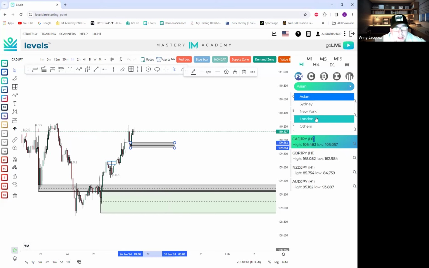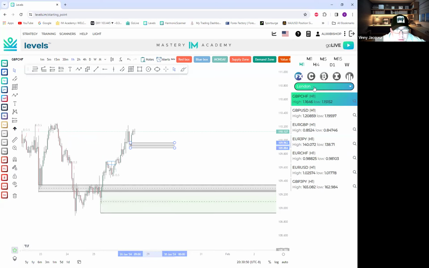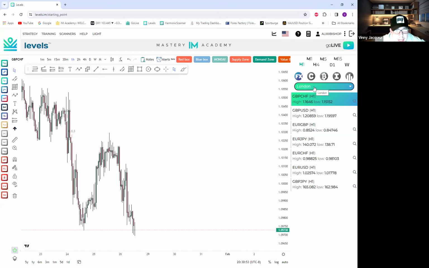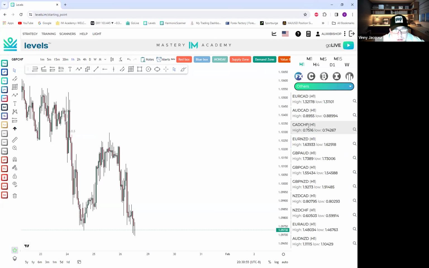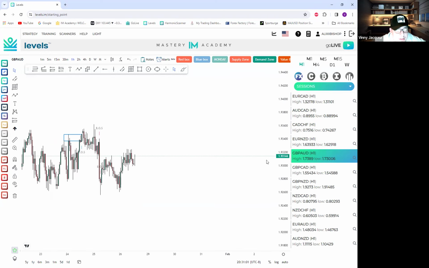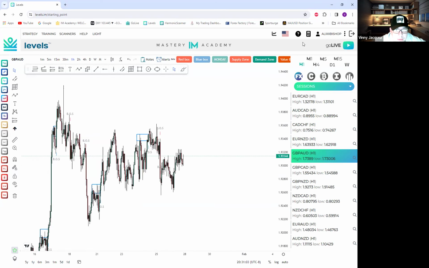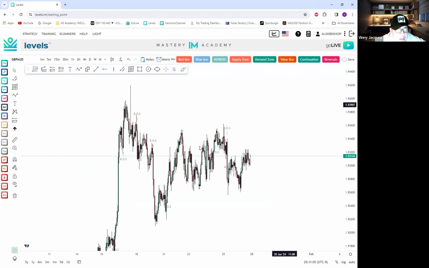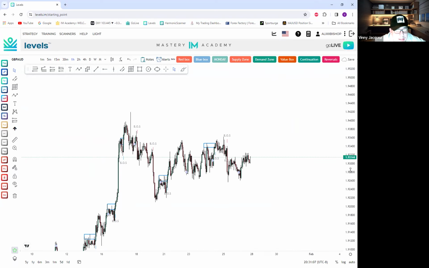You know what setups leave a lot of liquidity? Some London pairs. Oh my God, I was looking at Euro CAD, Euro AUD. I'm like, bro, all you guys do is consolidate. That's all y'all do, back and forth, 30 pips. Swear to God, look at this. My goodness.